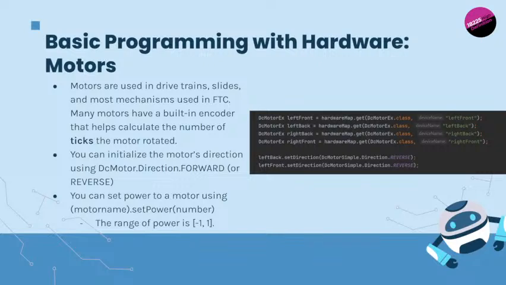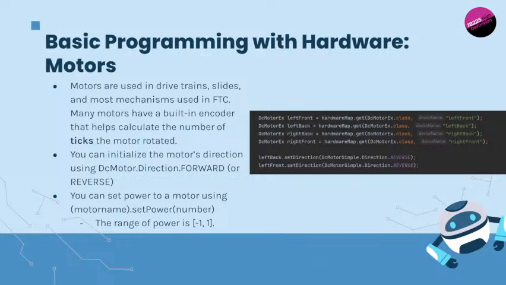Motors are used in a lot of stuff in FTC, like drivetrains, slides, and a lot of mechanisms. Most motors have a built-in encoder, which is used to measure how much the motor has turned. The unit of measurement for these encoders is ticks. Another important thing to note is that motors have a built-in default direction. If you want to change the motor direction based on where it is on your drivetrain, you can do that with a function called setDirection.